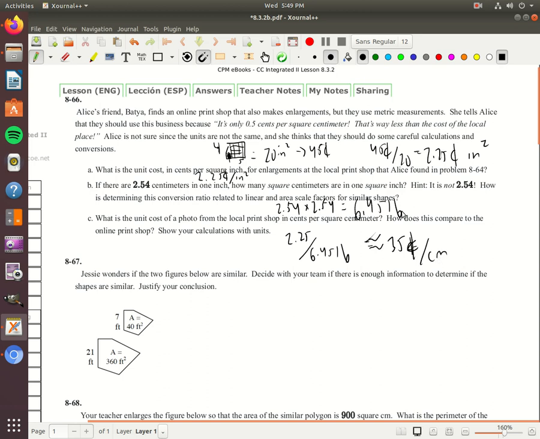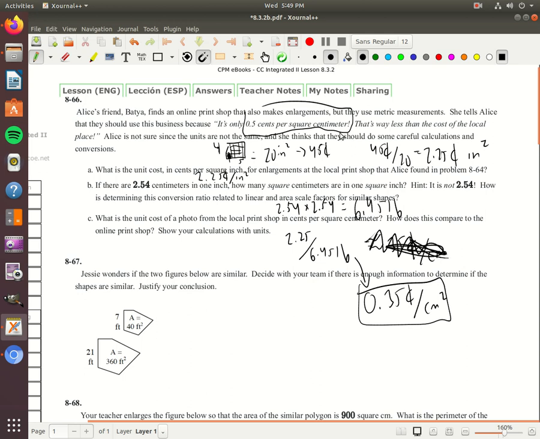Actually, no. I moved the decimal and I shouldn't have. I'm getting a little wonky right now. Maybe I need to take a break. About 0.35 cents per centimeter squared. So this is what the first place did when we were going by inch. This is what the second place is when they're charging by square centimeter. You can see if we compare centimeter to centimeter, the first place is actually still cheaper.